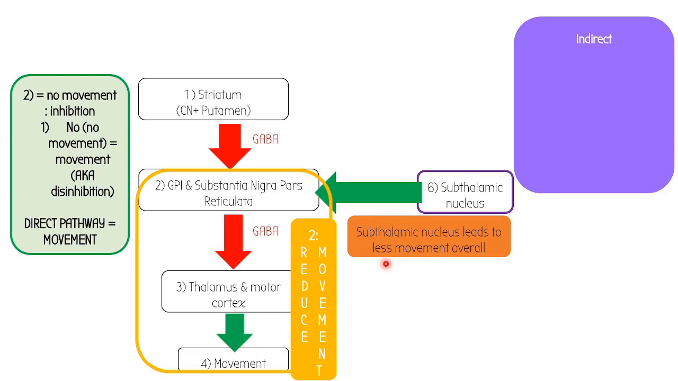Again, this can be quite complex, but build your way up, and try and understand the basics. As we said, this is going to lead to less movement overall. This is what we've got so far of our jigsaw of the indirect pathway.